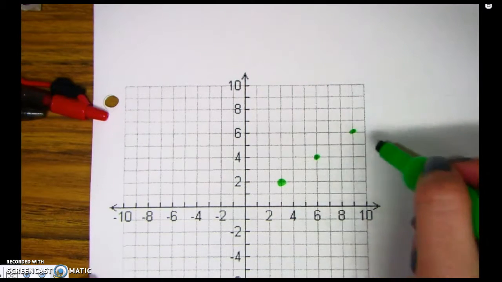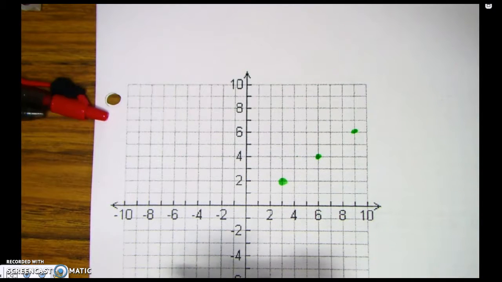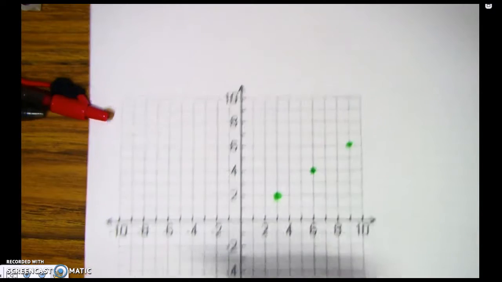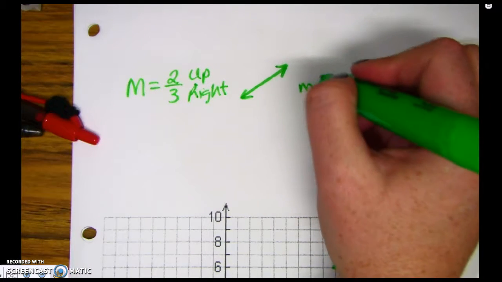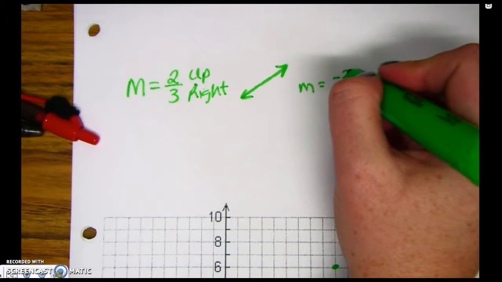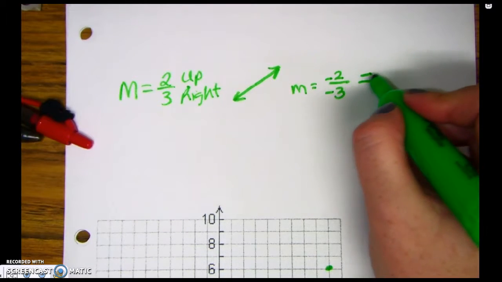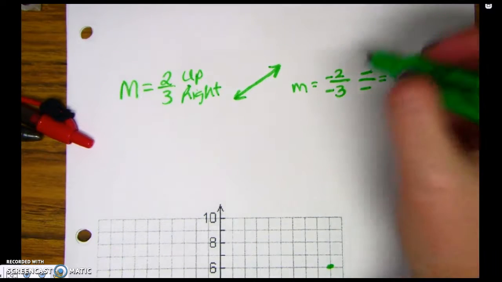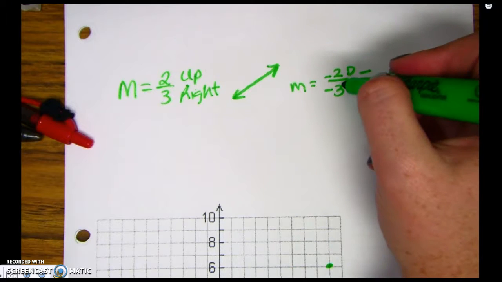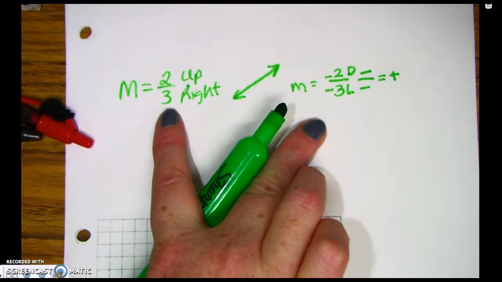Now I've run out of graph paper. So I want to backtrack and create my line backwards. Some of you will inherently be able to do that. Others might want to think about slope. Equivalent slope to 2/3 is a negative 2 divided by a negative 3. A negative divided by a negative is a positive. Okay? So this means I'm going to go down 2, left 3. So these two are equivalent numbers. They are both representing a positive 2/3.